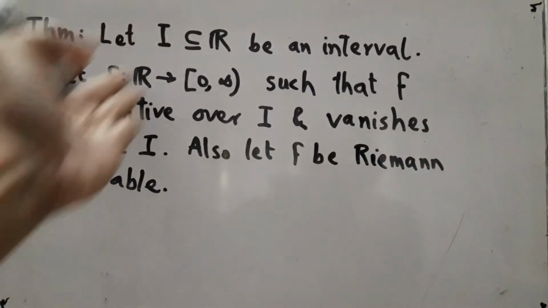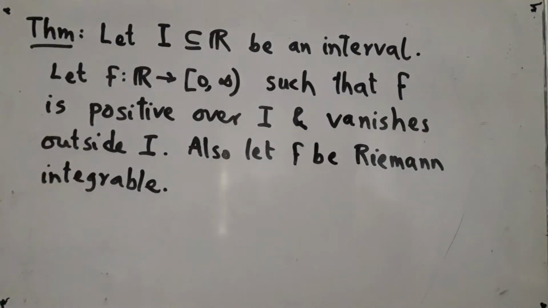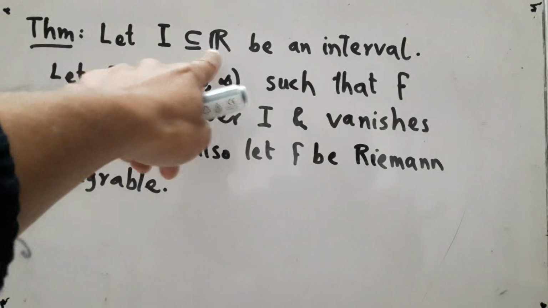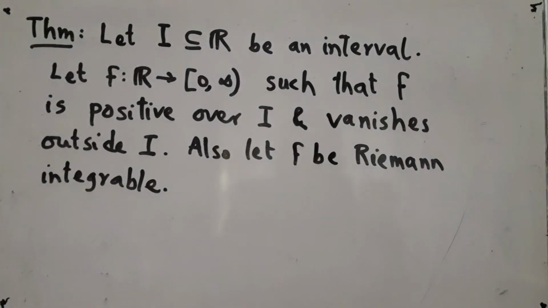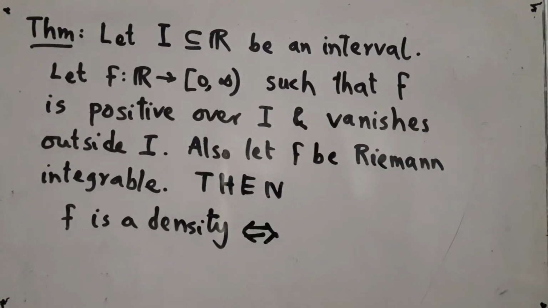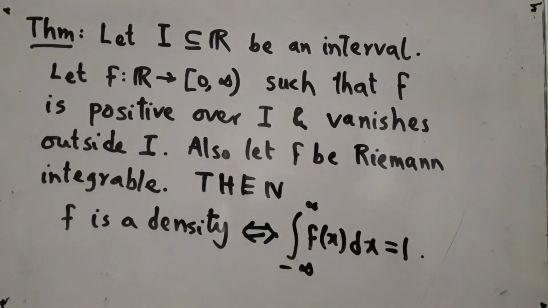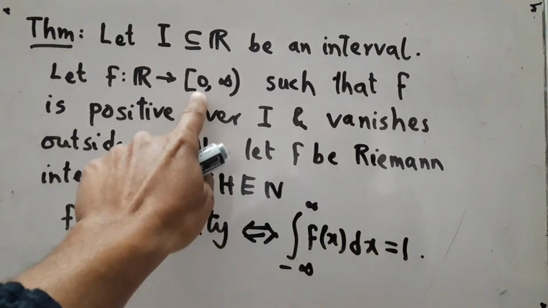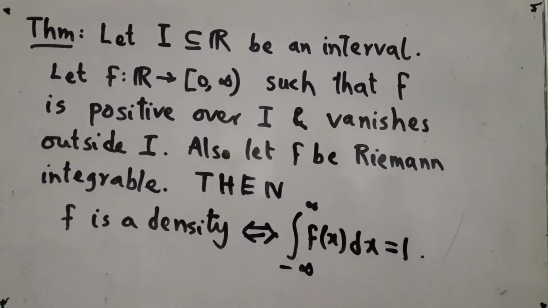Riemann integrable over I or over the entire R doesn't matter because it vanishes outside I. And when I say Riemann integrable, I mean in the improper sense because R is unbounded. Then this f is a PDF if and only if the total integral is 1. Now we have already seen this implication. If it is the density of a random variable, then we have seen that this must hold. Now I am making the reverse claim also. If this condition holds, together with the fact that it is non-negative, then it must be a density. So there must exist a random variable with this f as the PDF.